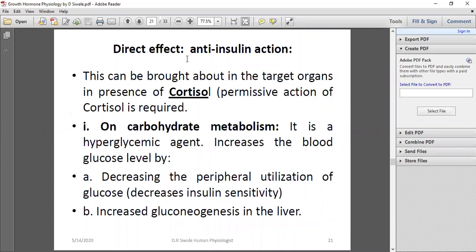Now, the other important effect of growth hormone is called the direct effect. In this one, there are no somatomedins; there's what we call anti-insulin action. Okay, this can be brought about in the target organs in the presence of cortisol. So for this one, it needs the action of cortisol. This is what we call synergism. Synergy. So growth hormone acts synergistically with cortisol.